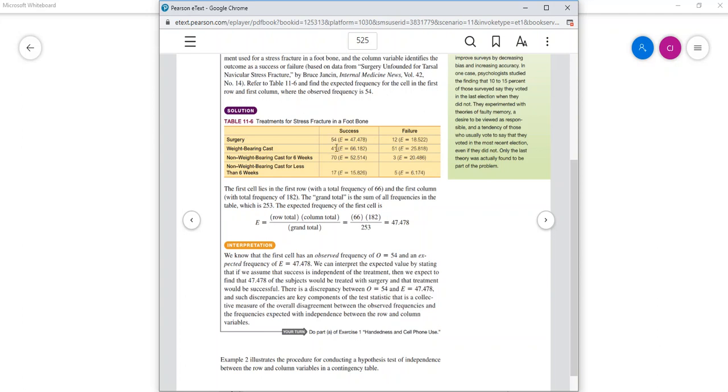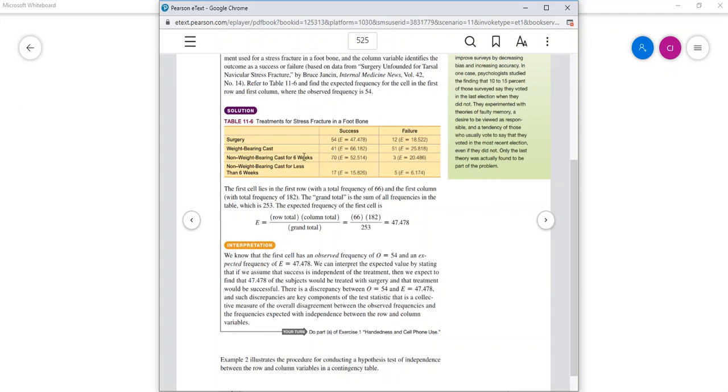Now the 54, 41, 70, 17, 12, 51, 3, those are the observed values. 54 people that had surgery, it was considered a successful treatment. 12, not successful treatment, right? Weight-bearing cast, 41 successful treatment, 51 failure treatment. So wow, looks like there's a big difference there.